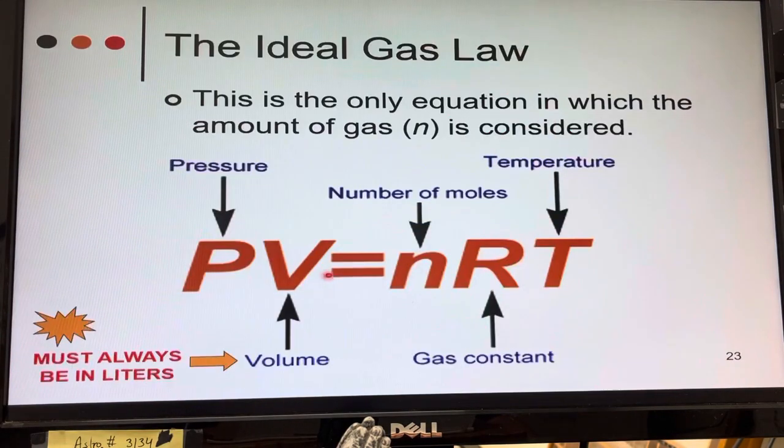So that's here. This pressure here can be in any of those units, millimeters of mercury, kilopascals, or atmospheres, but your R value, your R gas constant, has to match that pressure unit, okay? If not, you're not going to get the right answer.